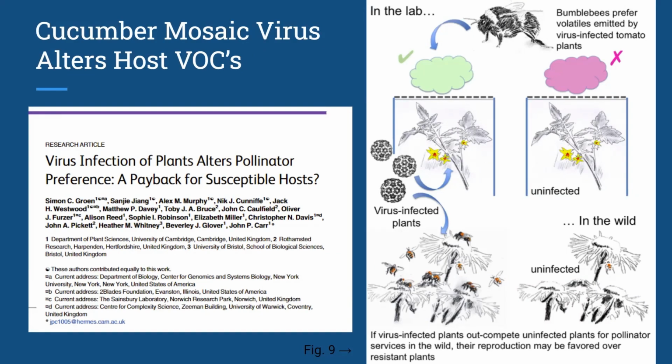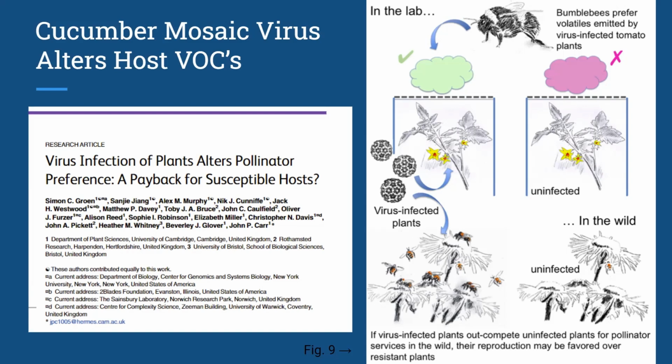All right, so here is our paper, and in this 2016 publication, Groen et al. wanted to investigate the effect of viral infection on pollinator attraction to plants. As the paper explains, many plant viruses cause their hosts to express altered profiles of volatile organic compounds, or VOCs, that make the infected plant more attractive to vector insects such as aphids. However, the impact of virally induced changes in VOCs on pollinator species like bees is less well understood.